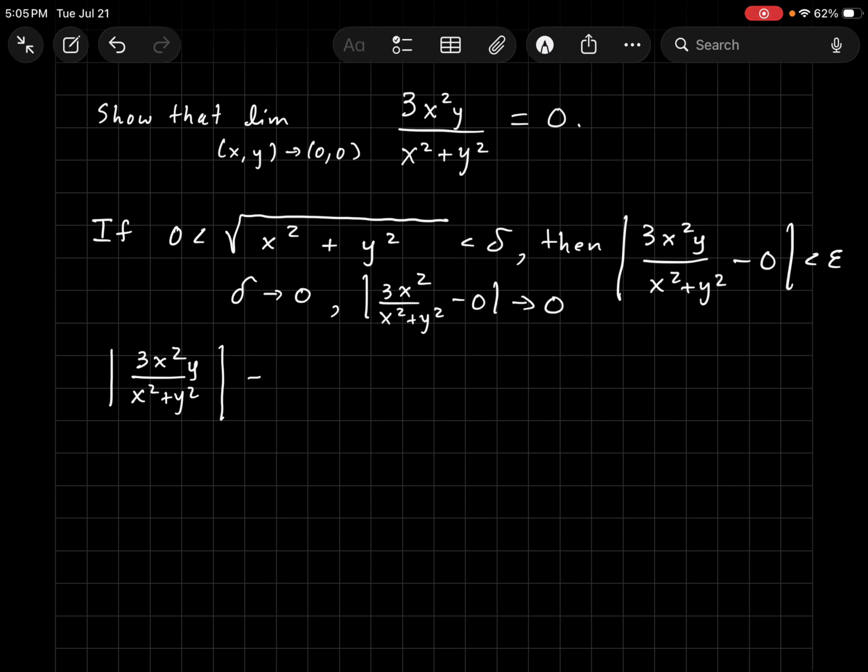I can rewrite this as 3 times the absolute value of y times x squared over x squared plus y squared. I don't need absolute values around the squared parts because they're already positive just by their nature. Now, what else can I say here? Well, I can say this is less than or equal to 3 times the absolute value of y.